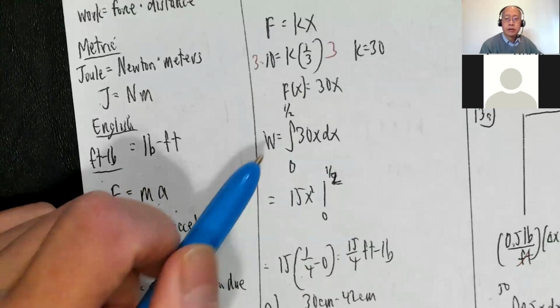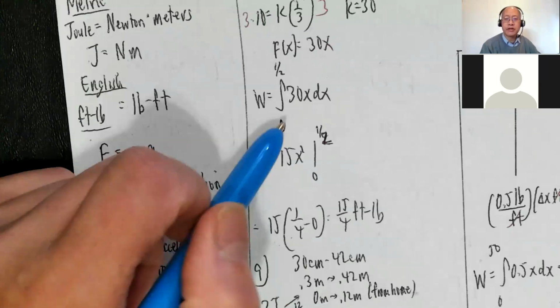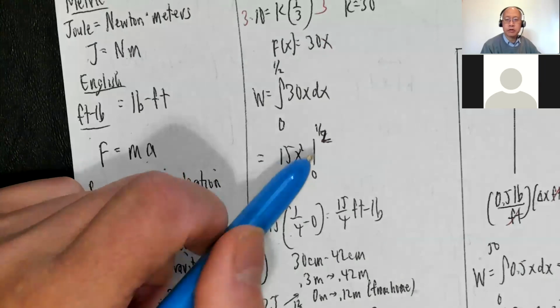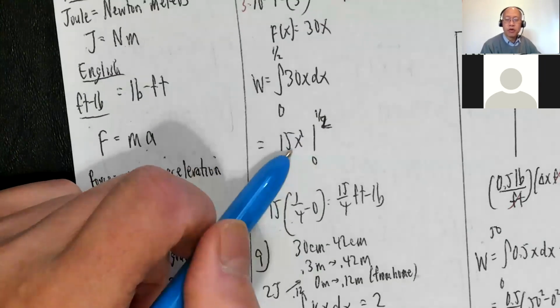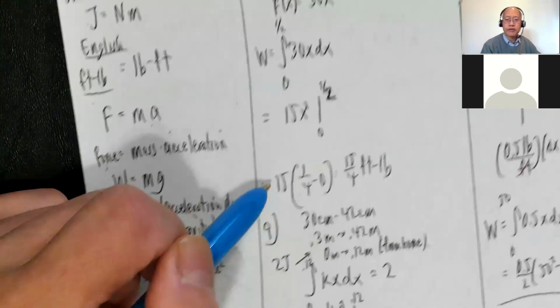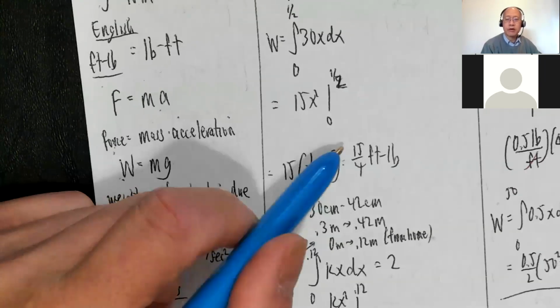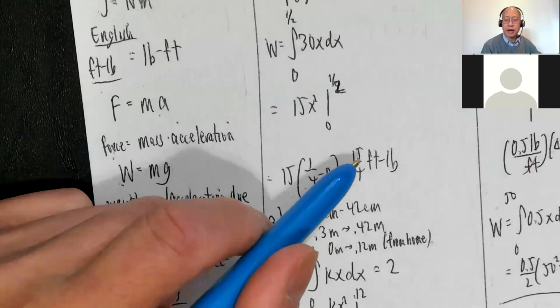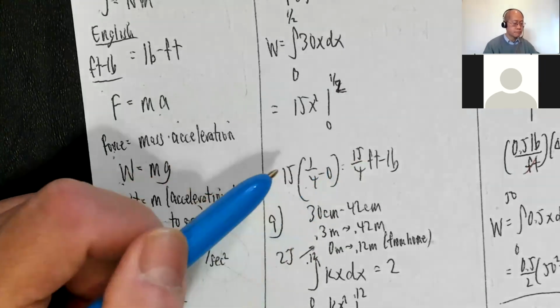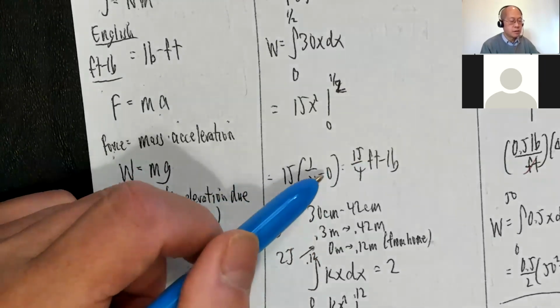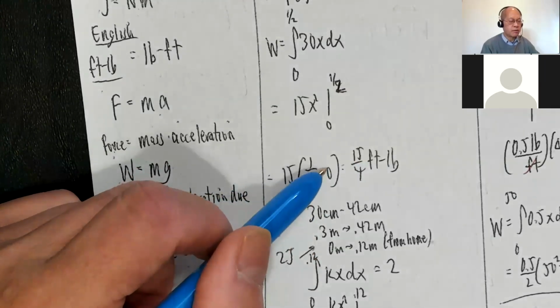All right, so 30x squared over 2 means 15x squared from 0 to 1/2. Plug in 0, you get 0. Plug in 1/2. 1/2 squared is 1/4. So 15 times 1/4 minus nothing. Final answer is 15 over 4 foot-pounds. So that's the way that one works.